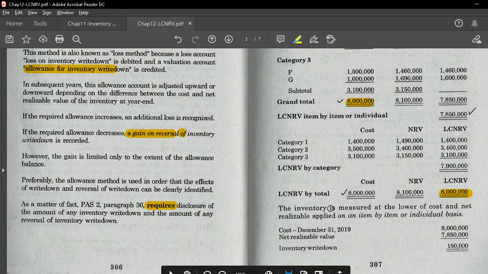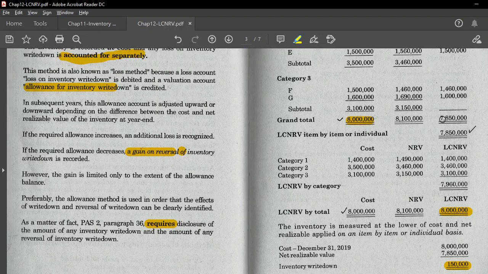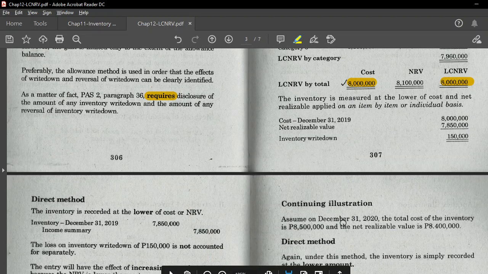So, the inventory is measured at LCNRV on an item by item basis. This is the difference I mentioned earlier, the 150,000 inventory write-down: 7,850, then 8 million. In by category, the cost is 8 million, the LCNRV is 7,960, so a 40,000 write-down, right? By total, LCNRV 8 million, your cost is 8 million, no write-down. Okay? So, it depends on the company which one to use.